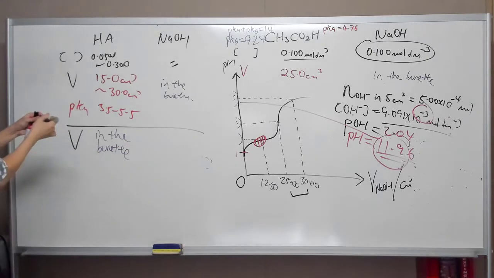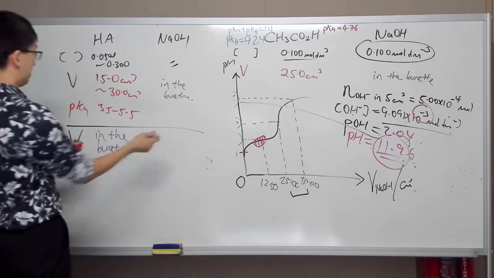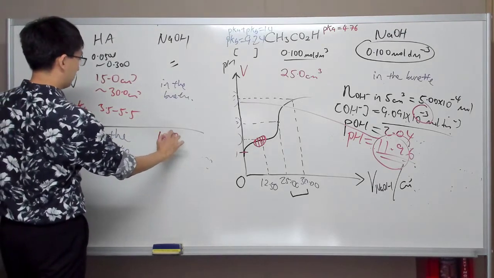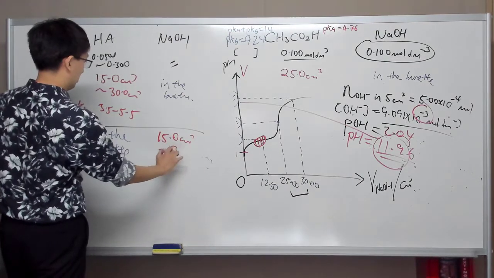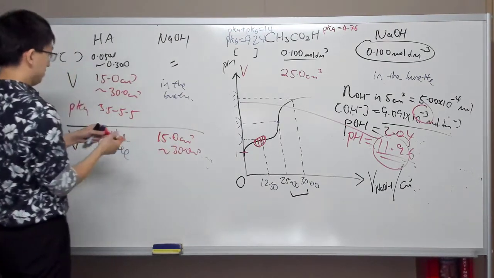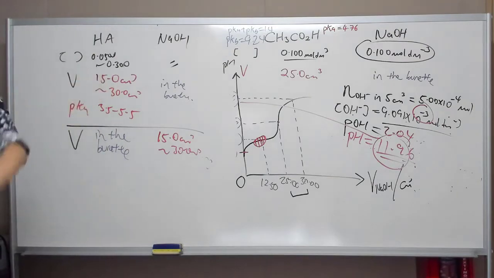And then, of course, the sodium hydroxide will be a pipetted volume. So this will be between, again, 15.0 cubic centimeters to 30.0 cubic centimeters. And then after, you perform the same calculation again.